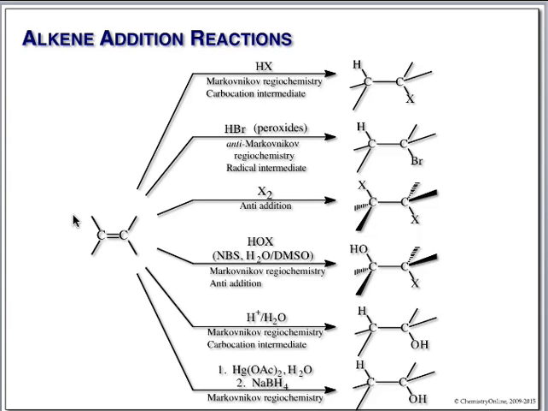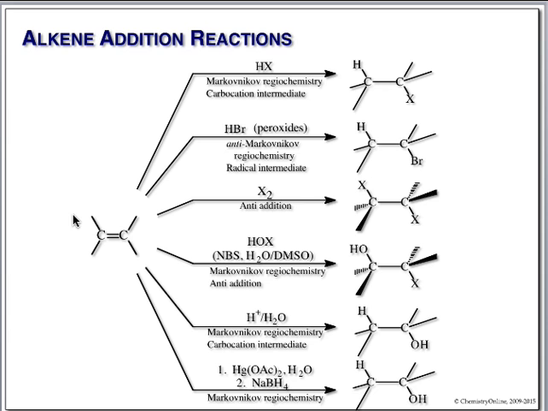This is the addition of halogen acid. We talked about that in chapter 7. We remember that this has Markovnikov regiochemistry. Regiochemistry describes the orientation of the reagents, the region of the reactant, etc. We know that this also has a carbocation intermediate. We'll review that. Today we'll also note that if we use hydrogen bromide in the presence of peroxides, we get an exactly opposite result. That is, we have anti-Markovnikov regiochemistry with a radical intermediate.